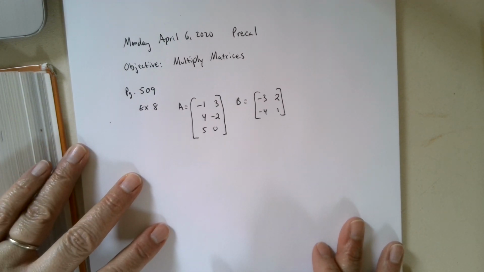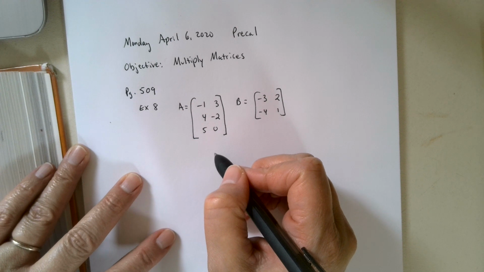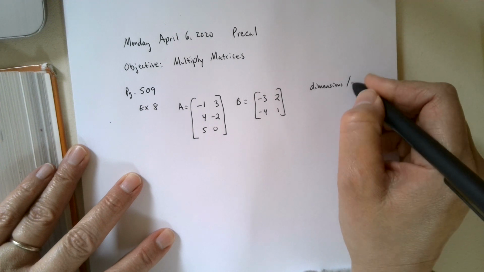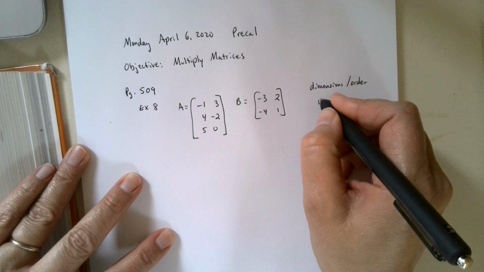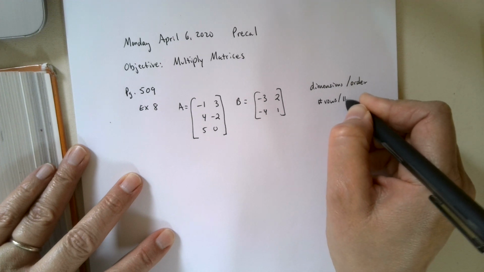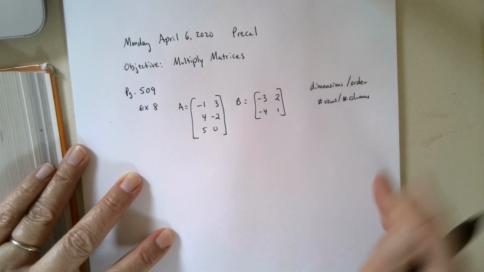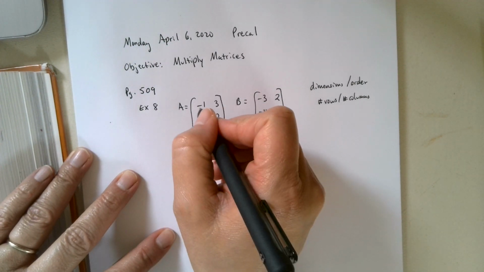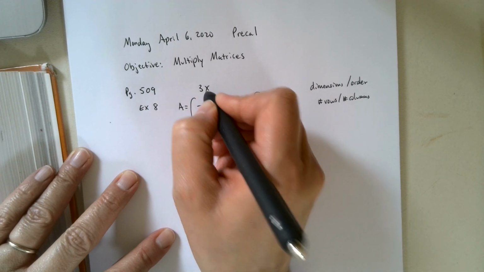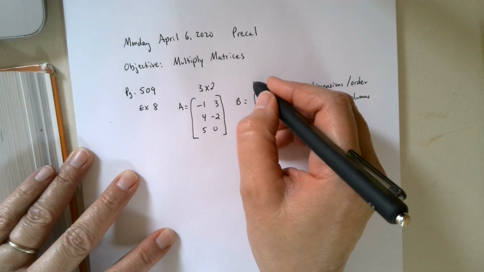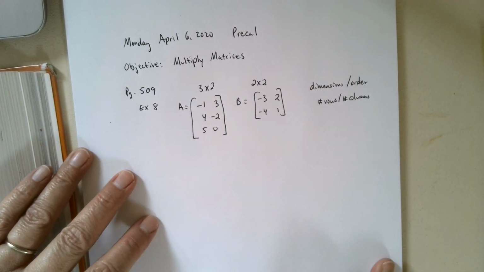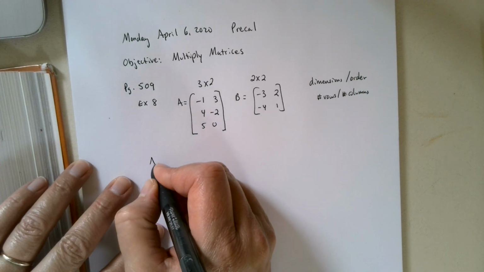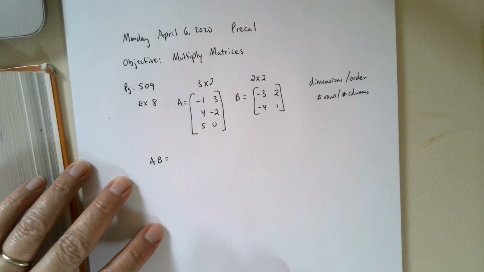Now, we talked on Friday about dimensions. And remember that the dimensions, or your book calls it the order of a matrix, are the number of rows by the number of columns. Number of rows by number of columns. So matrix A has 1, 2, 3 rows and 2 columns. Matrix B is a 2 by 2. So I'm going to multiply these together, and then we're going to come back and talk some more about the dimensions. So I want to multiply matrix A times matrix B.